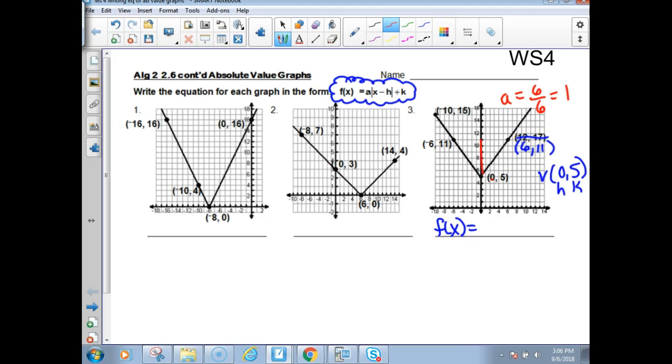You could have done the same thing by counting, right? Up 6, right 6. All right, so slope is 1. So that means 1 times the absolute value of, and you don't have to write the 1, x minus the h. Oh, the h is a 0, so I should just close up my bars. Plus 5. And that's the end of that equation.